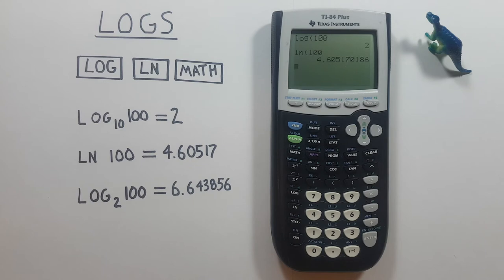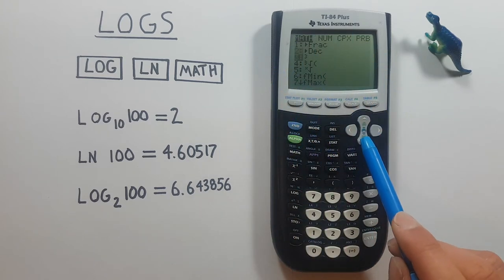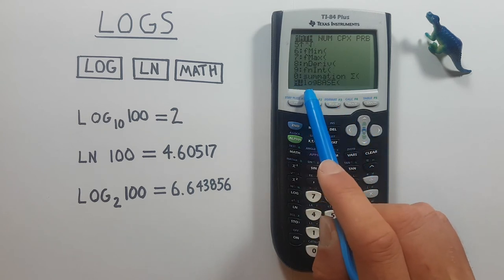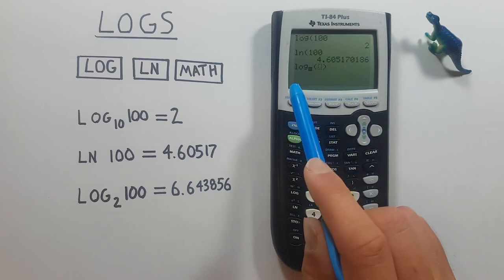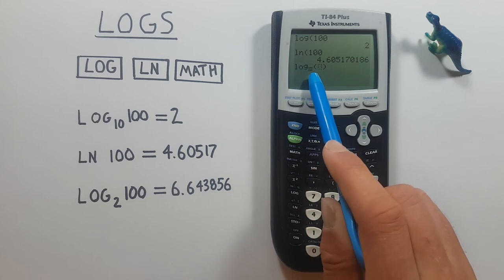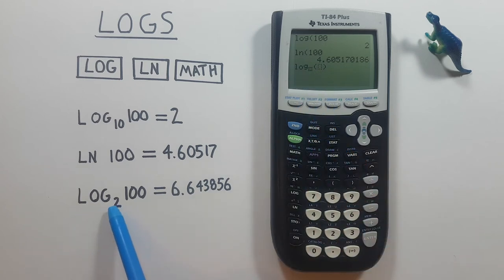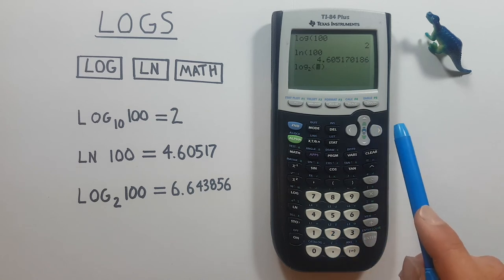Now this is all good, but what if we have a log base that isn't 10 or natural log? Well, to do that, we press the math key, and then that'll bring us to this menu here, and we can scroll down past the numbers till we get to this A option, which is log base open bracket, and press enter. You can see now we have the log there and then an open box where we can enter our base. So for our example of log base 2 of 100, we can enter the 2 in there and then press the right arrow key to exit that box.